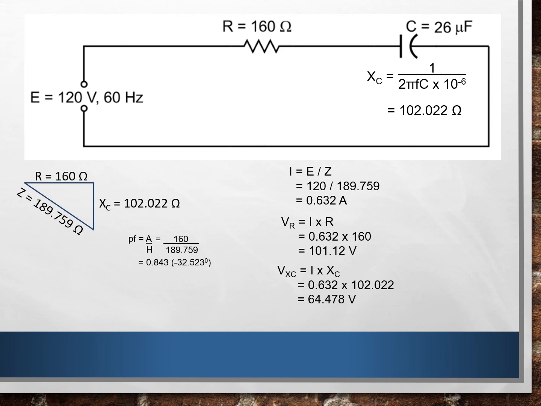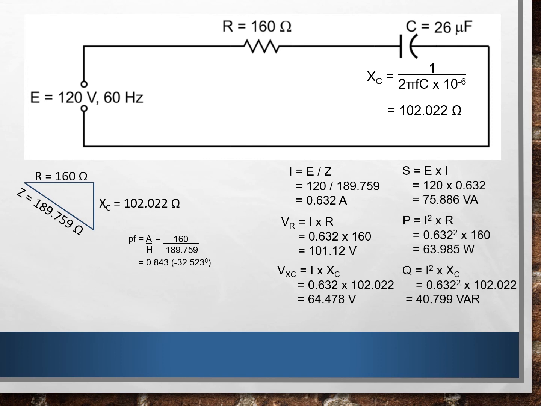The next thing I want to find is what is my power value of everything. Once again, my power formulas that we used before, being I squared R and I squared XC, will go a long way to help me out for all these things. So S can be my current multiplied by my total voltage. Since my total voltage was given to us, that's a good value to use. And since my current is my constant, that's the other good value to use. So I can use the E times I formula. I should have a VA of 75.886 VA.